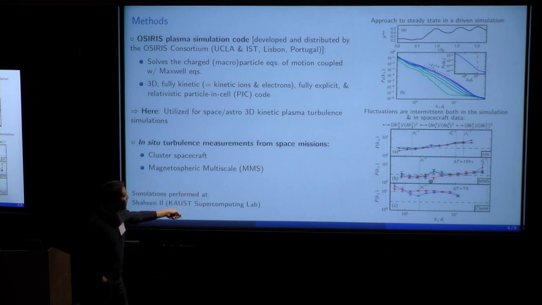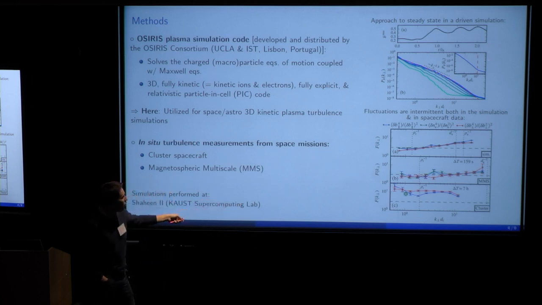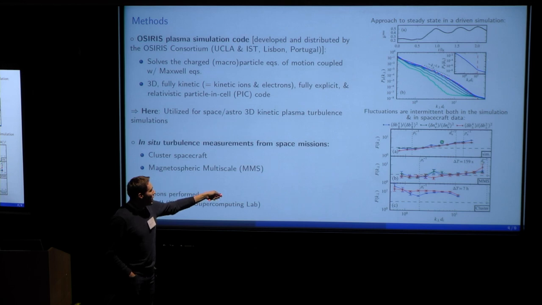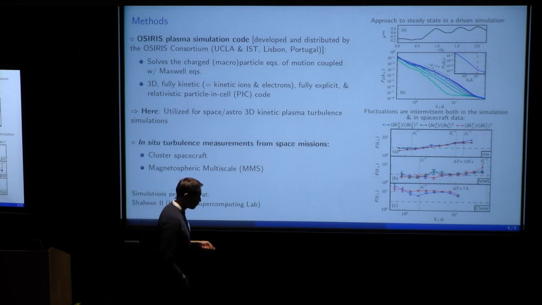And down here, I compared the scale-dependent flatness of different components of the magnetic field and of the electron density in the simulation, and also from the data from the spacecraft. And we can see that there's some intermittency here. We have values above 3, which would be expected for a normal distribution. So this is the data that we use.